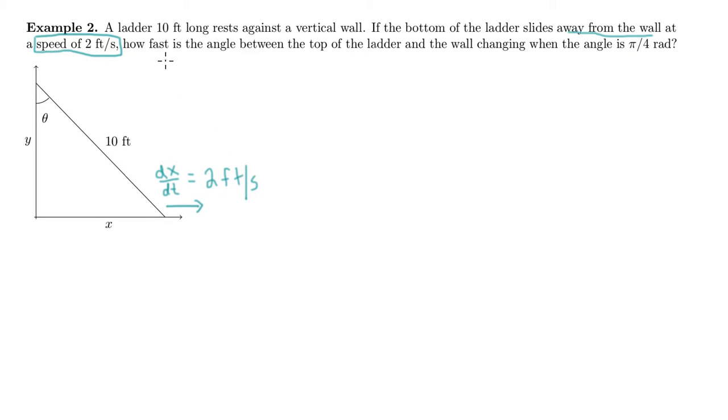And then next, what we want to know: how fast is the angle between the top of the ladder and the wall? Here's our keyword, changing. So I want to know the rate of change of the angle, specifically when the angle is pi over 4 radians. So I want to know d theta dt when theta equals pi over 4.